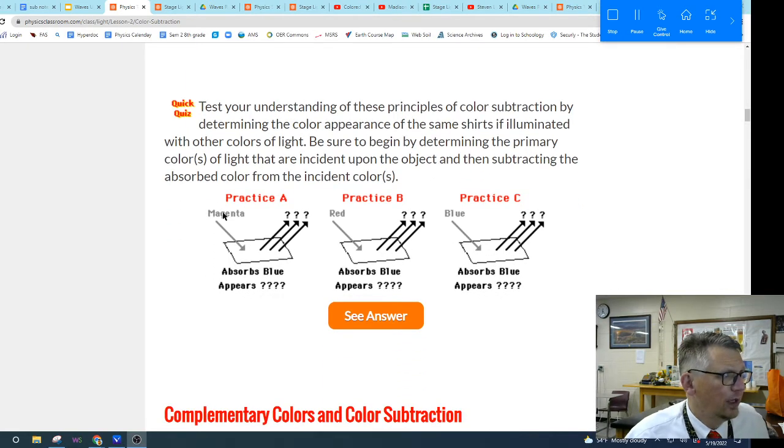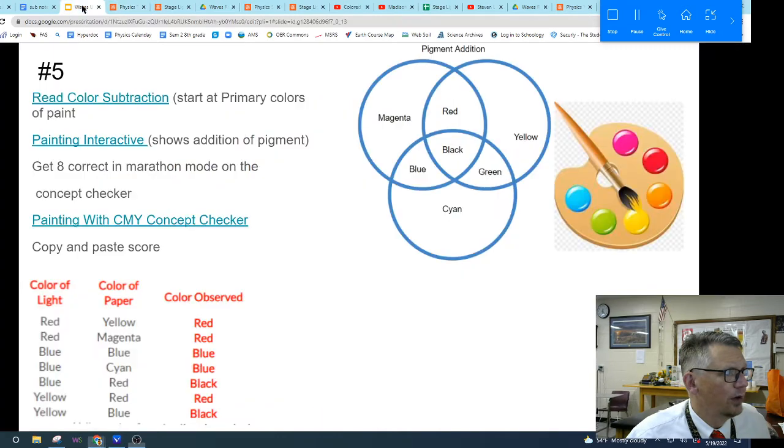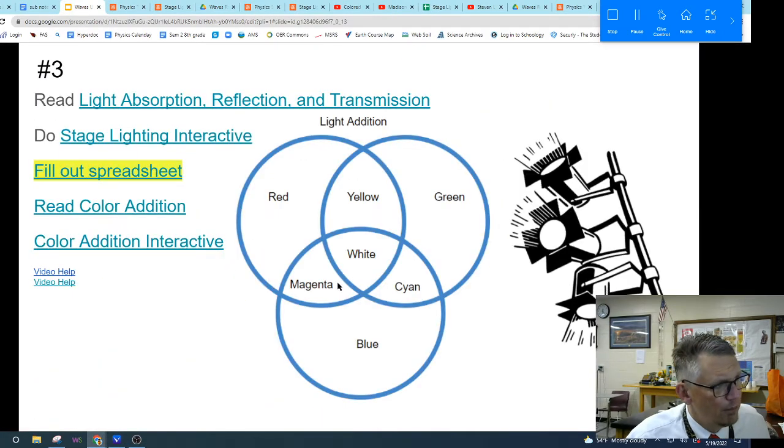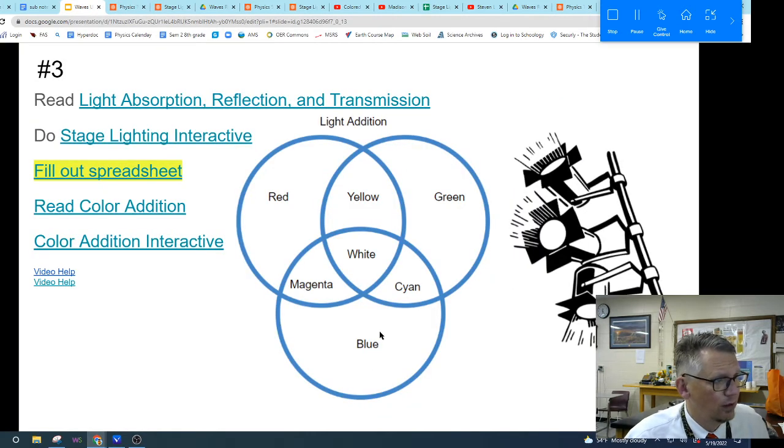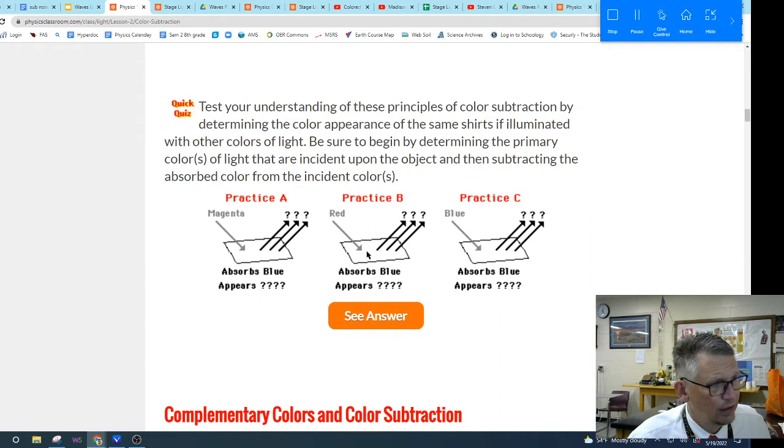Okay, so if we have magenta coming in, it absorbs blue. Magenta is made up of red and blue. So we can say red plus blue minus blue should equal red. If blue is absorbed, red comes in and red leaves. If blue comes in and blue is absorbed, there should be nothing going out, so it should appear black.